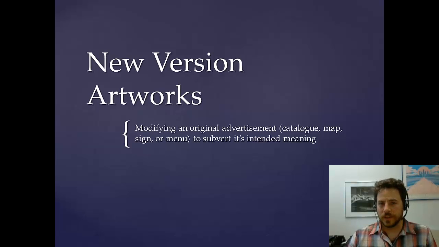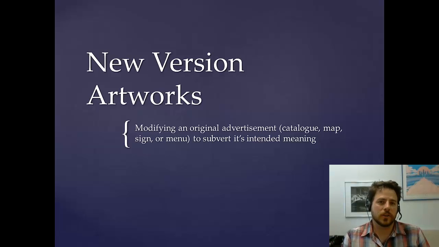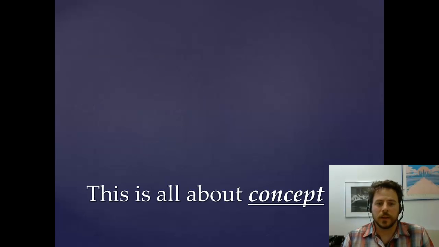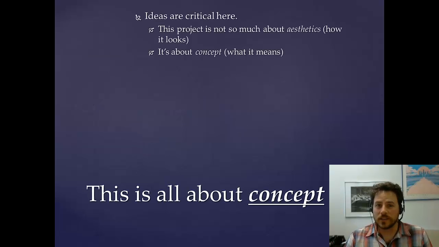The prompt for this assignment is to modify an original advertisement, catalog, map, sign, or menu to subvert its intended meaning. So we want to change the meaning of this original visual object. This is really more about concept here. So ideas are really important. This isn't so much about what it looks like, it's about what it means.